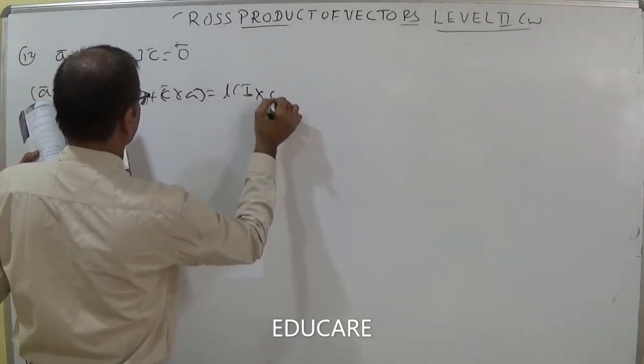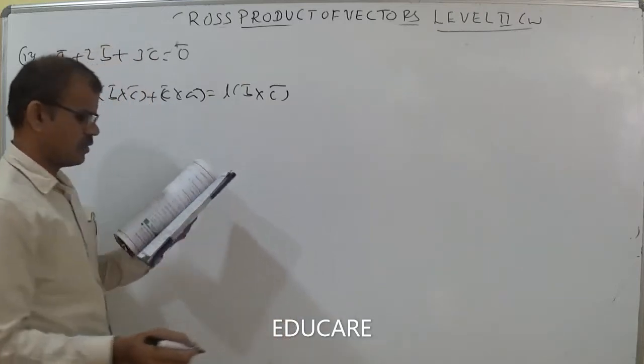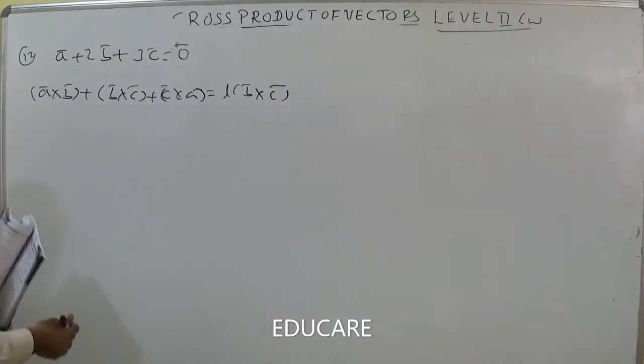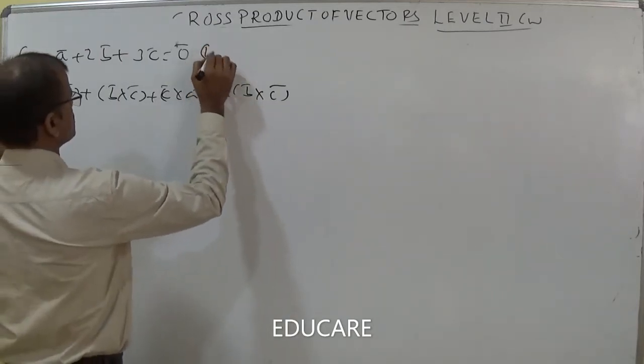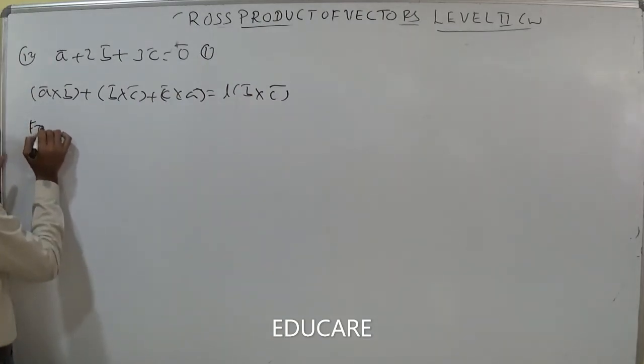L into B cross C. Then what is the value of L? What is the value of L? So A plus 2B plus 3C. Now let us consider from 1, I am writing.